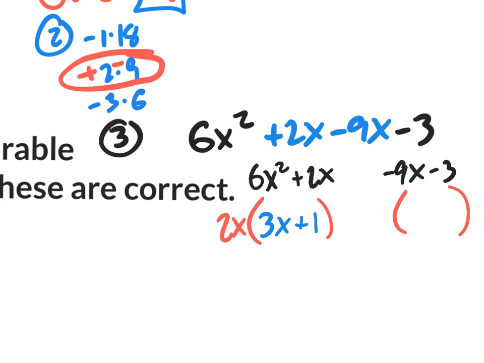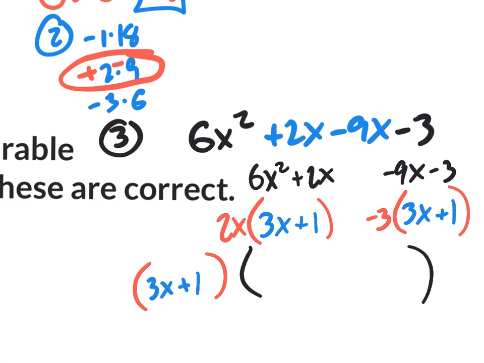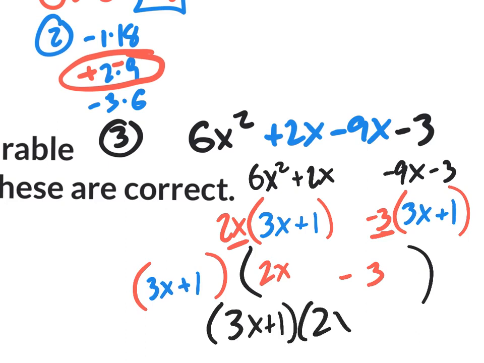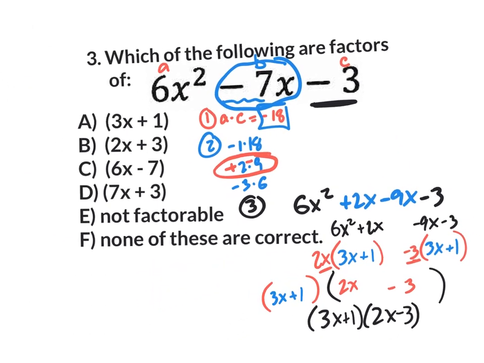How about the second group? What could I pull out? Negative 3. And what do I have left? 3x plus 1. All right, so now we exaggerate the parentheses. By the way, you don't have to exaggerate the parentheses. I just do it so you can see it. And you pull out that common binomial, which happens to be 3x plus 1. And what would be left on the inside? You have that 2x, you have that minus 3, and that's what you have left. Factored form is 3x plus 1 times 2x minus 3. So which multiple choice answer would be the correct one?